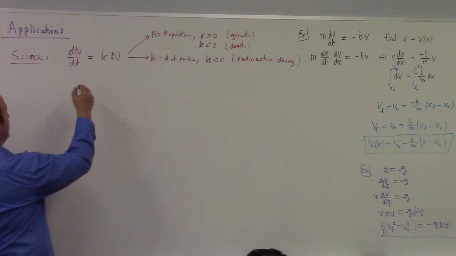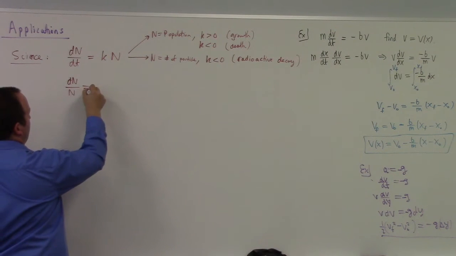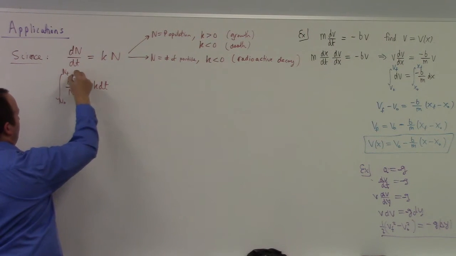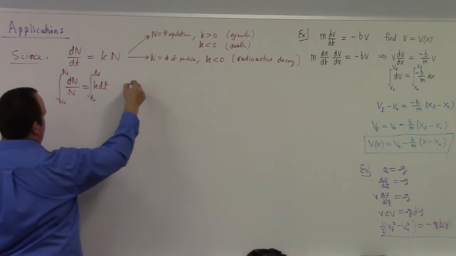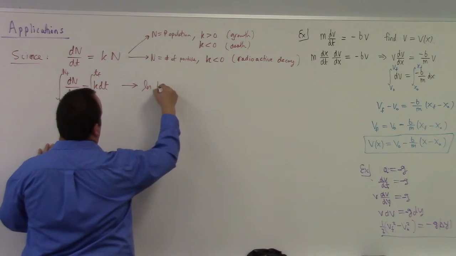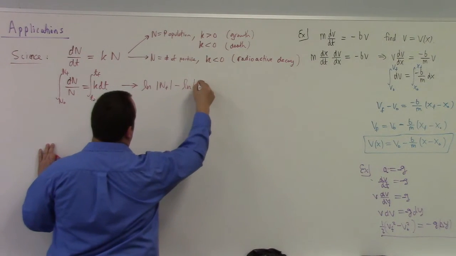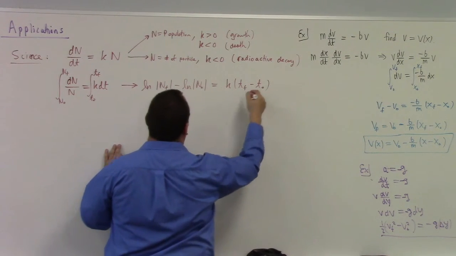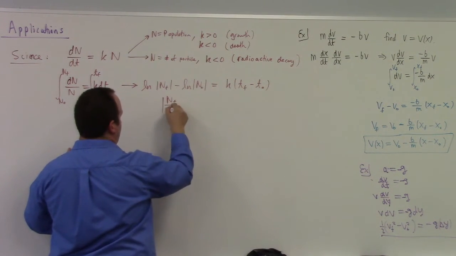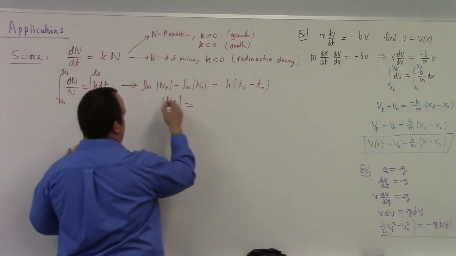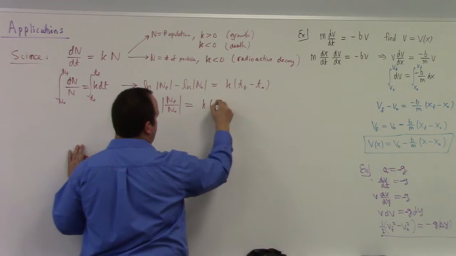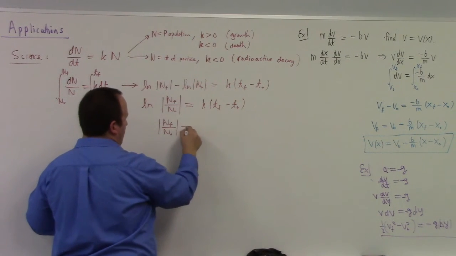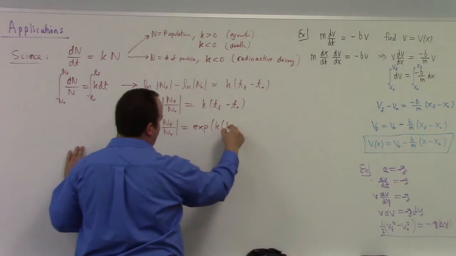How do you solve this? Pretty simple, right? You got dN/N is equal to k dt. Integrate both sides, from the initial N to the final N, initial time to final time. This gives us the log of the absolute value of the final number minus the log of the absolute value of the initial number is equal to k times (tf minus t naught). Exponentiate both sides, and you get the absolute value of Nf is the exponential of k times (tf minus t naught).